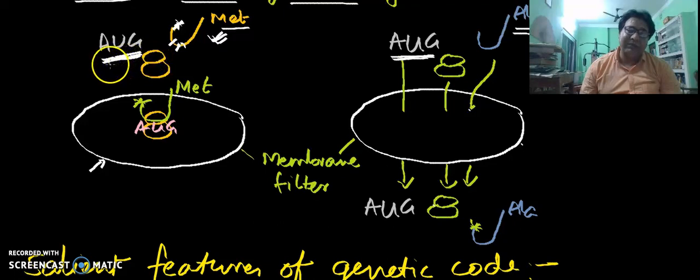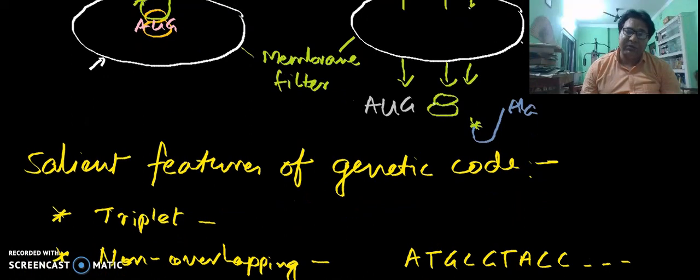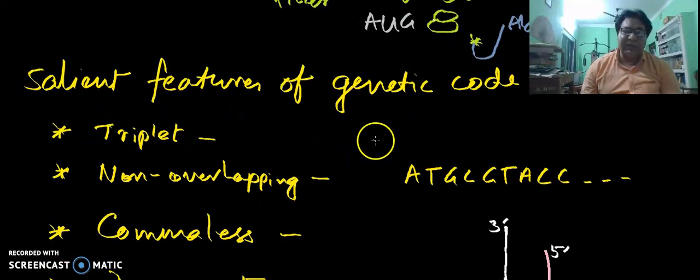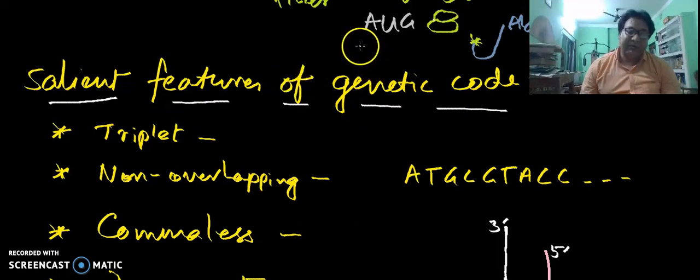Not only that, it was possible to prove by this experiment which codon codes for which amino acid. It was actually the last experiment by which the complete deciphering of genetic code or codon dictionary was possible. So now, in our next video lecture we will see what are the salient features of genetic code. Thank you very much for your kind listening.